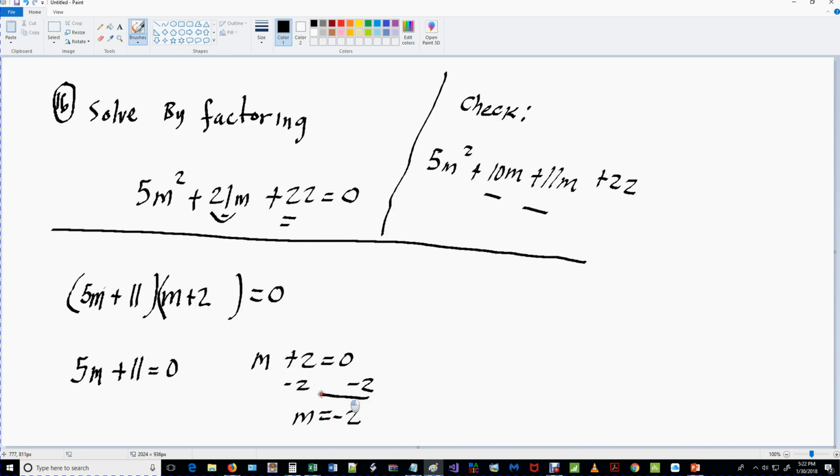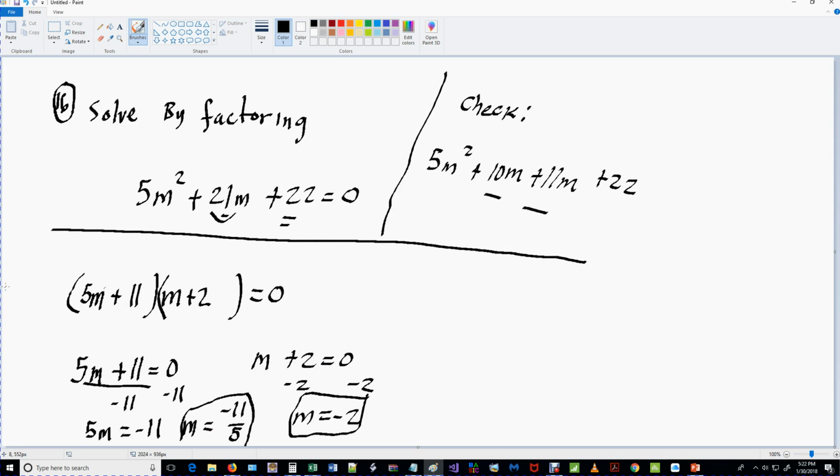Alright, so that's one of the solutions, m equals minus 2. The other one is found by looking at this equation, 5m plus 11 equals 0. You subtract 11 from both sides, so you get 5m equals minus 11. You divide by 5 on both sides, and the answer you get is m equals minus 11 over 5. Alright, this is a little cramped here, but this is the other solution. M equals minus 11 over 5, and m equals minus 2.